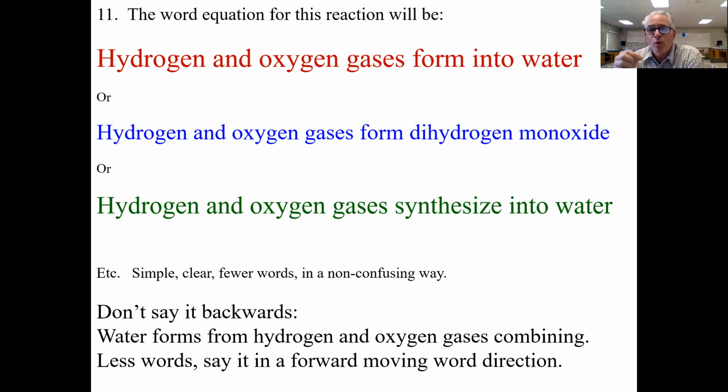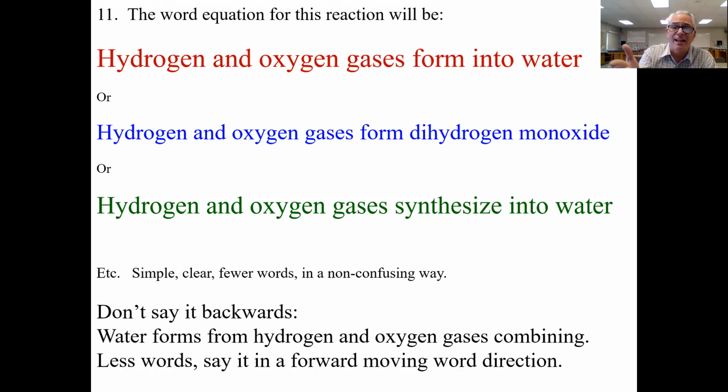It's very important here when you write a word equation. There's no right way, but you want to be simple. You don't want to be too elaborate with a lot of words, and you don't want to say it backwards. You don't want to say water forms from hydrogen and oxygen gas. No, so talk in a straight line. Try not to talk with my accent, but talk in a straight line. The reactants become the products. That's it. Now, if you want to elaborate, you could say form or synthesize.